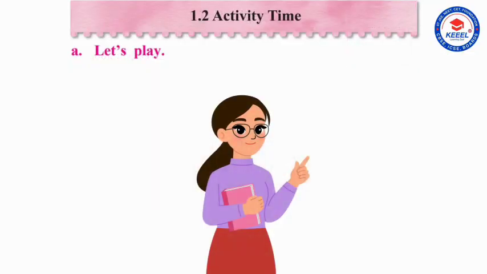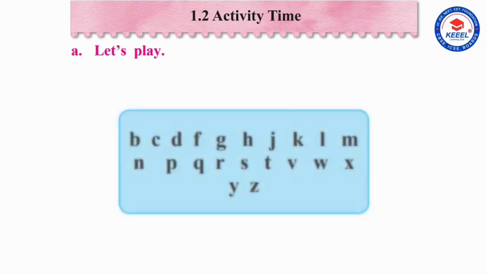1.2 Activity time. A. Let's play. 1. Form pairs. 2. Close your eyes. Now one of you put your finger on any letter on the blue card.